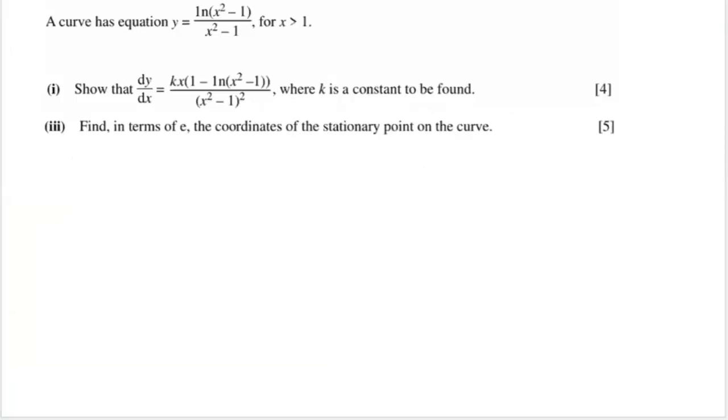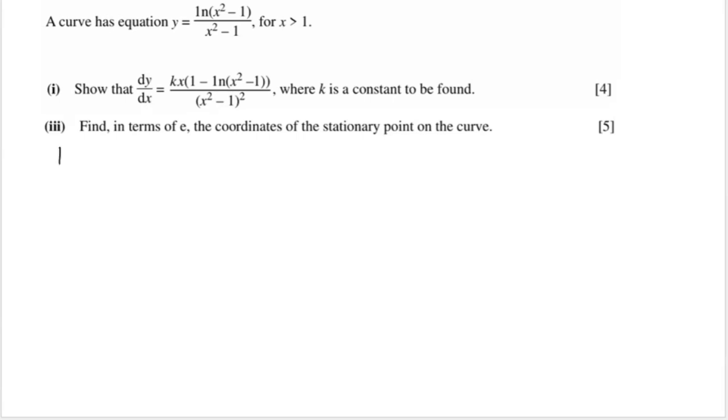Part 3, find in terms of e, the coordinates of the stationary point on the curve. So I want my expression for the derivative and the equation of the curve as well to get these coordinates. And another thing is, when they say in terms of e, it's just like asking for exact answers. Okay, so what do we do?